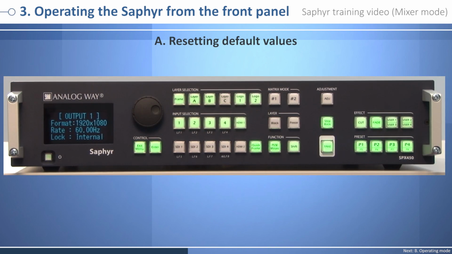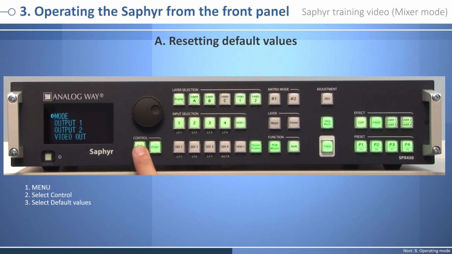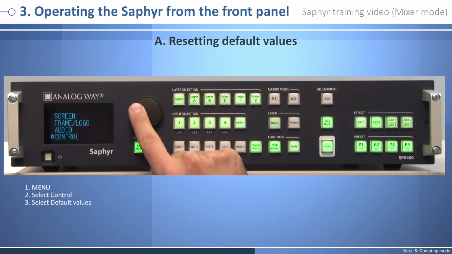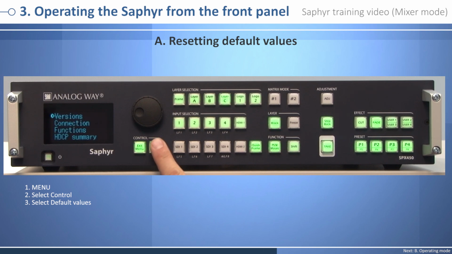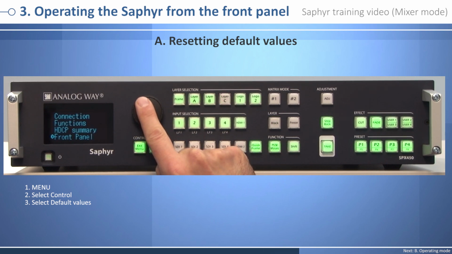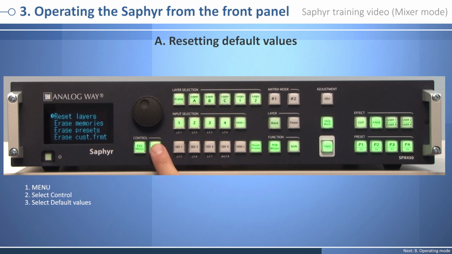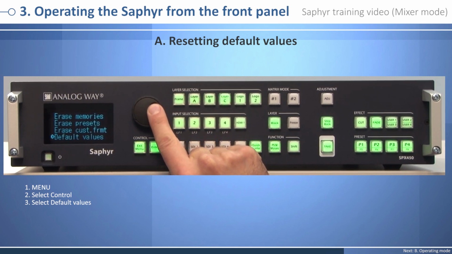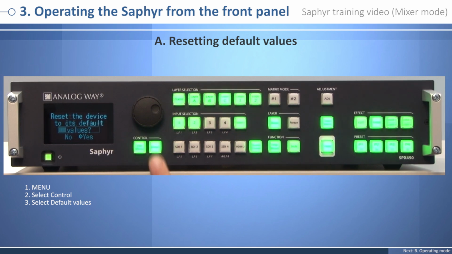Resetting default values. To reset default values, press the Exit menu button and select Control in the menu by rotating the corresponding knob. Then press the Enter button to enter the Reset Erase submenu. Select Default Values by rotating the scroll knob, and press the Enter button to enter your choice to restart your Saphyr with its factory settings. This operation should take approximately 30 seconds.